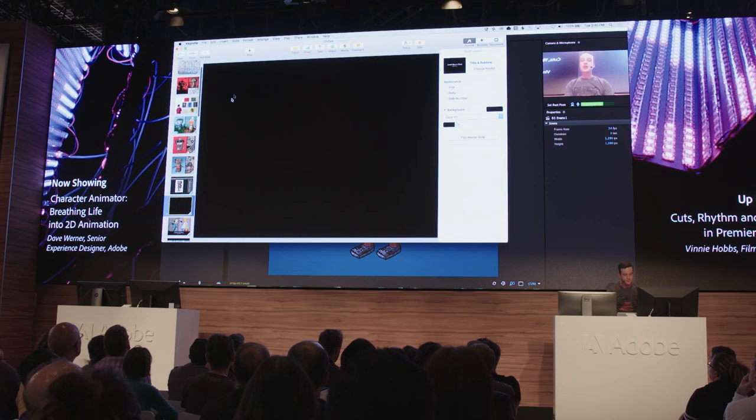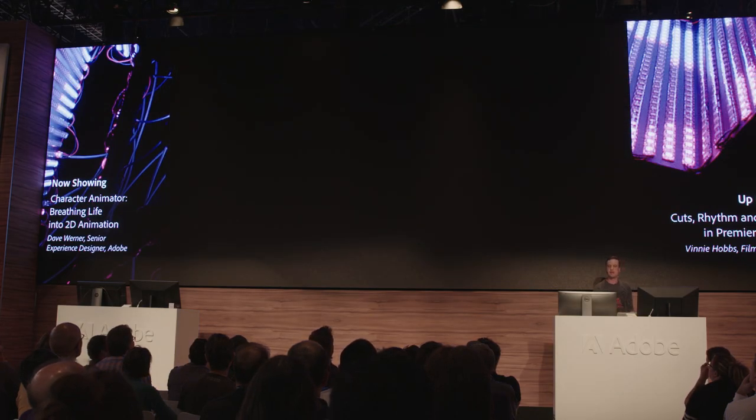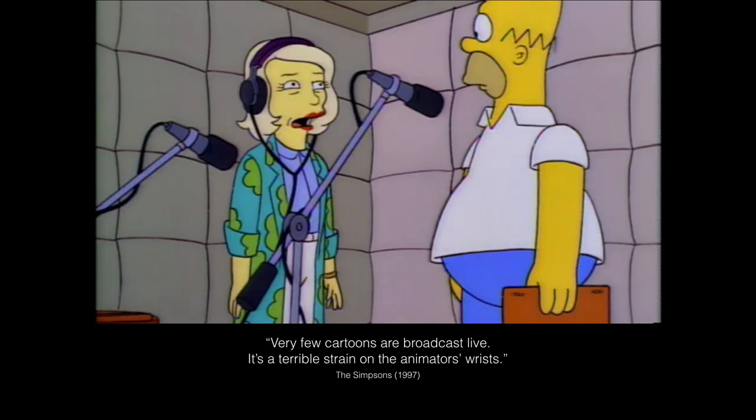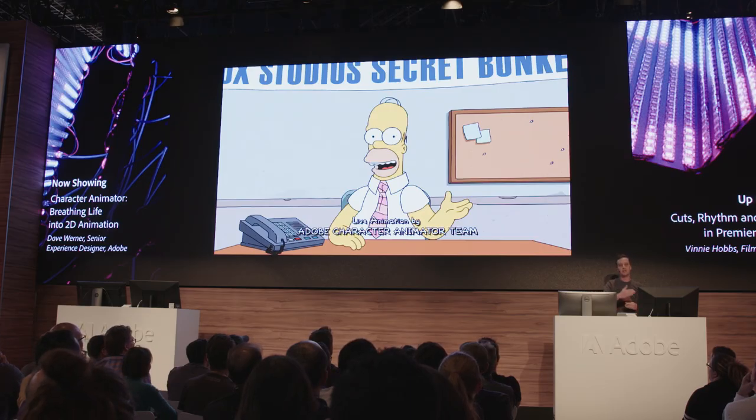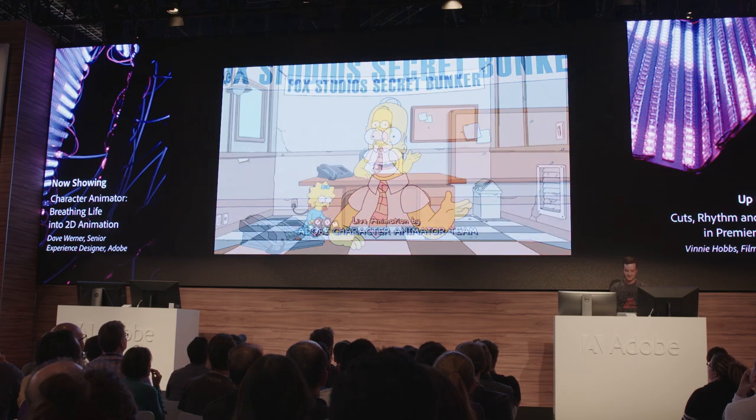So, you know, this idea of live animation, being able to do animation live, it's kind of a foreign concept. And 20 years ago, The Simpsons had a funny quote about this where they said, very few cartoons are broadcast live. It's a terrible strain on the animator's wrist. Now, as fate would have it, about 20 years later, Character Animator and The Simpsons teamed up together and they did a live animated episode. Homer Live happened last year, and Homer took questions from the East Coast and the West Coast. They did this two separate times, all improv, and done live with Character Animator. So let's take a look at how this went down.